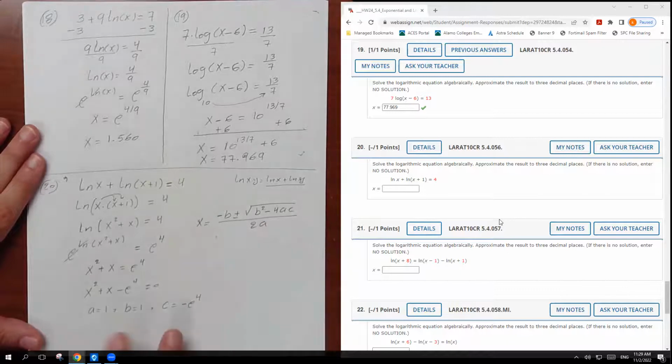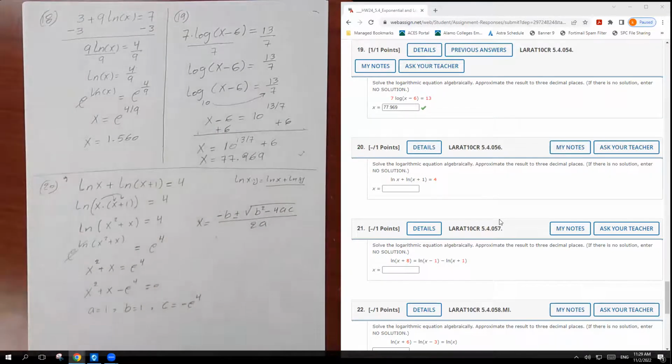Here's the formula. Plug in these values here. And don't worry about this one. This is just a number. You can plug it into the calculator to get it. But do not plug it in now. Keep it e to the power 4 until the last step. You can plug in how much e to the 4 is.